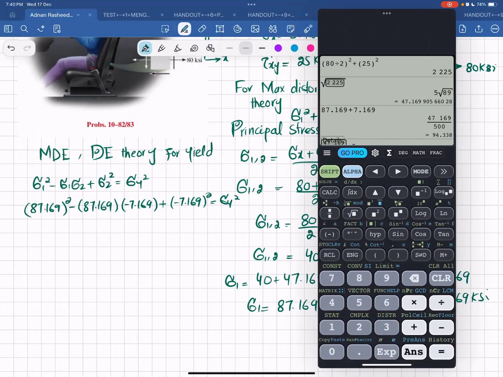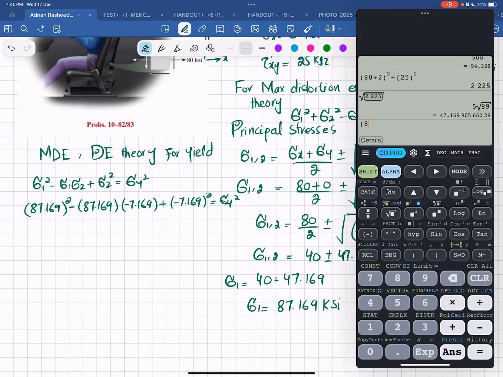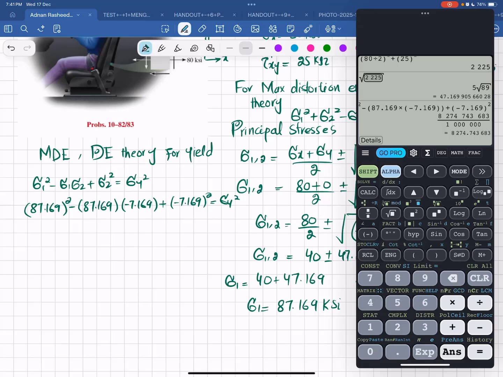Okay, so I will move the calculator over there. So I will have 87.169 squared minus 87.169 multiplied by minus 7.169, plus minus 7.169 whole squared, and that will give you 8274.73. That is equal to sigma y squared.